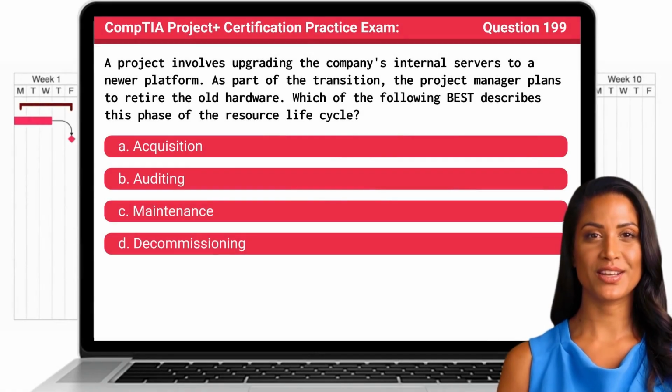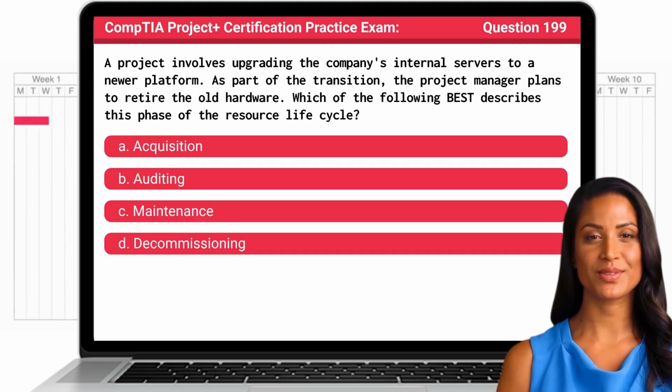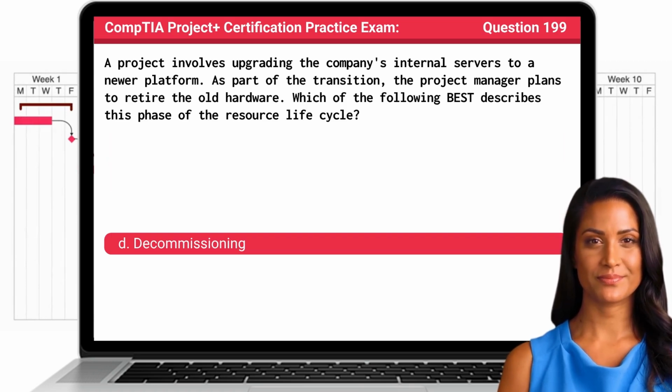Question 199. A project involves upgrading the company's internal servers to a newer platform. As part of the transition, the project manager plans to retire the old hardware. Which of the following best describes this phase of the resource lifecycle? The answer is D. Decommissioning.